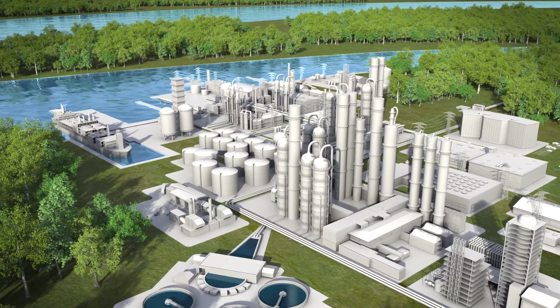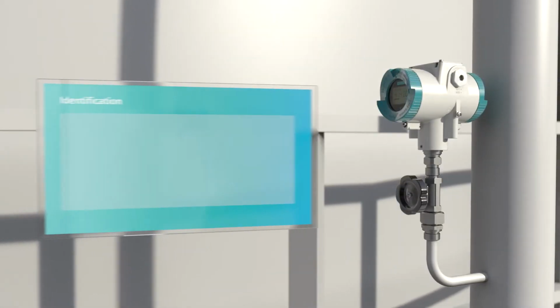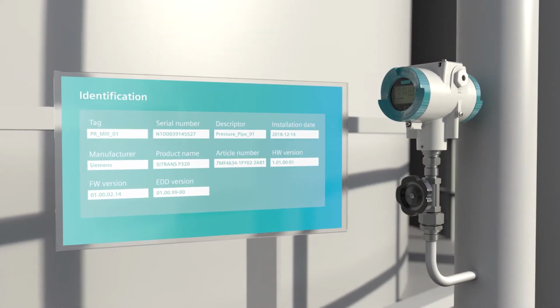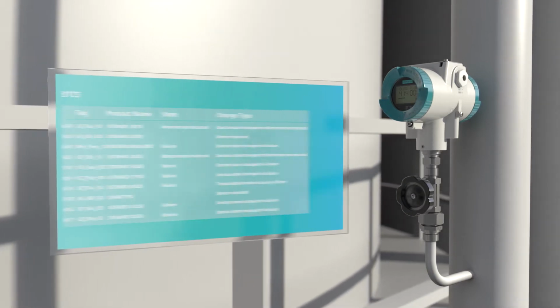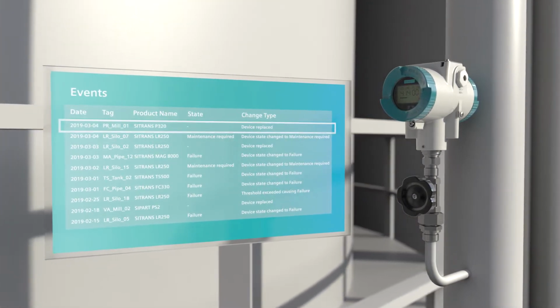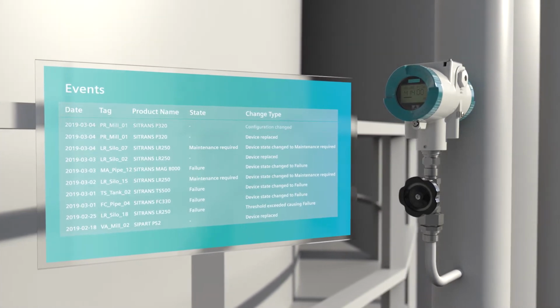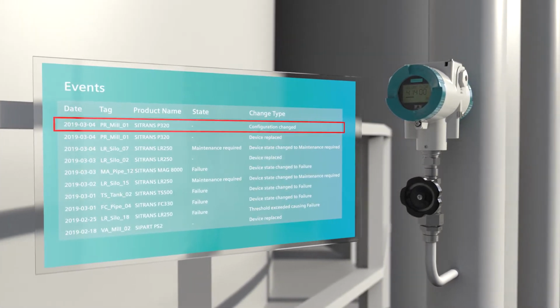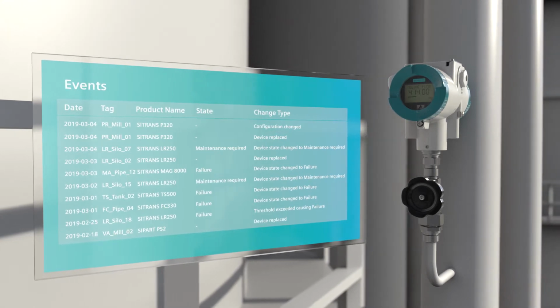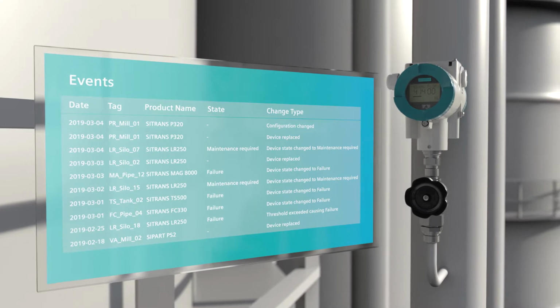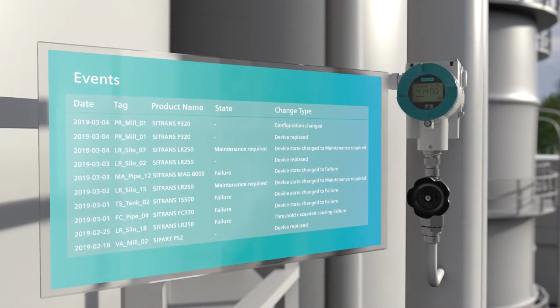Check out this helpful feature. SAM IQ knows the complete identification of all my devices, and it recognizes when a device was replaced or repaired and deployed at another location in the plant. Oh, I just noticed that somebody has changed the configuration here. Thanks to SAM IQ, I can easily recognize this and restore the previous settings.